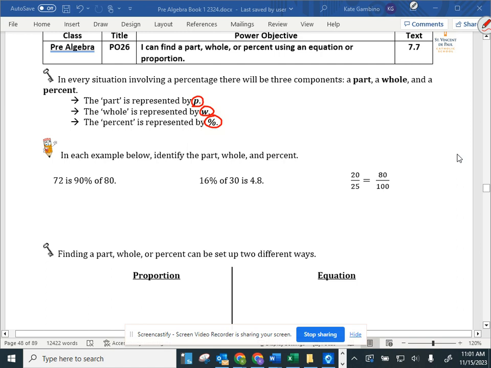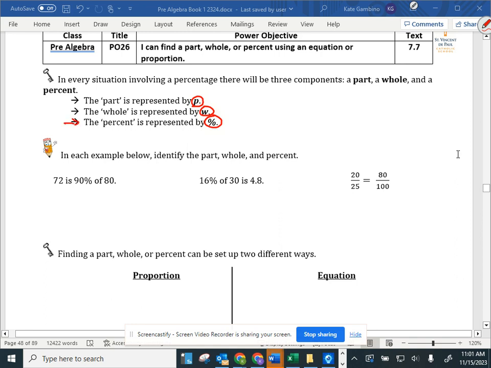So in each example below, we're going to identify the part, the whole, and the percent. So 72 is 90% of 80. Is 72 the part, the whole, or the percent? Will. Listen carefully. 72 is 90% of 80.